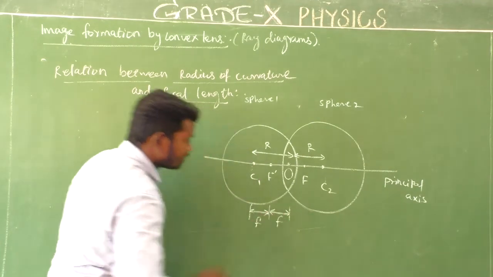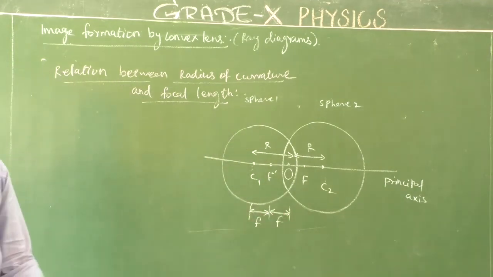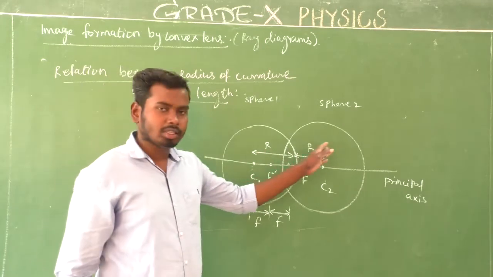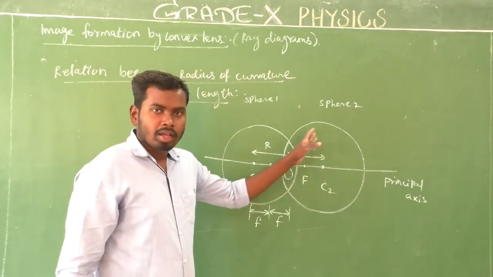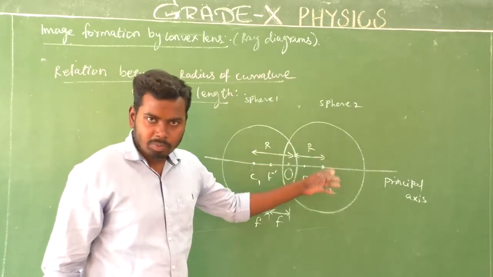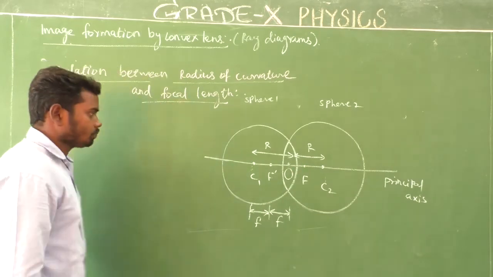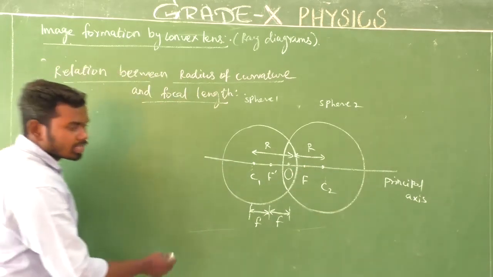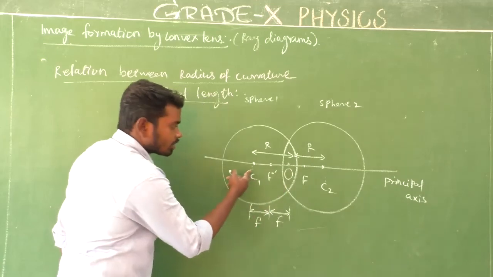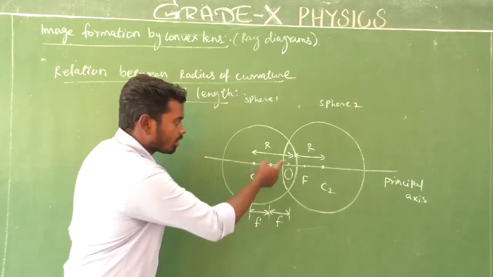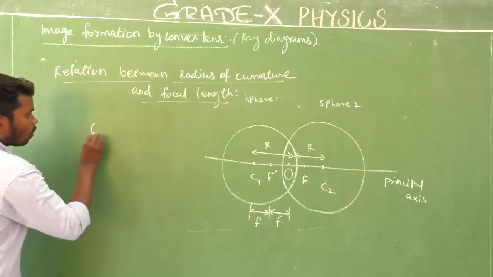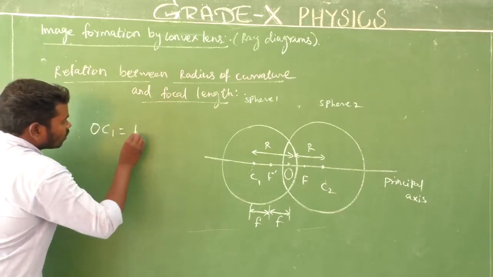Very simple, you don't get confusion. This is not only for the first sphere, it is similar for the second sphere also. Is it clear? Yes. Look at here. The distance between O and C1, that is R, the radius of curvature R. So OC1 is equal to R.